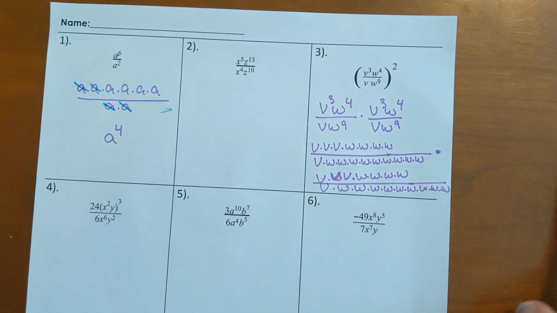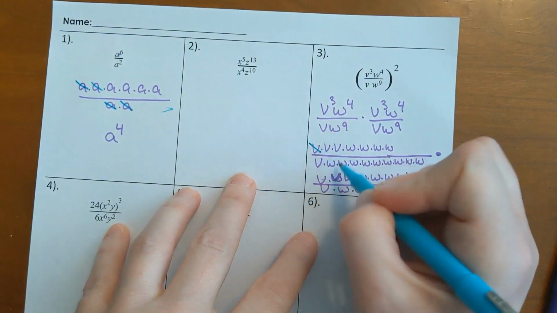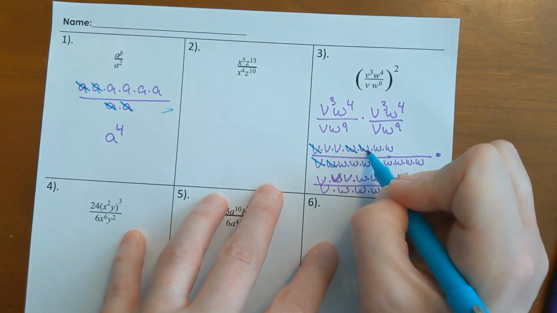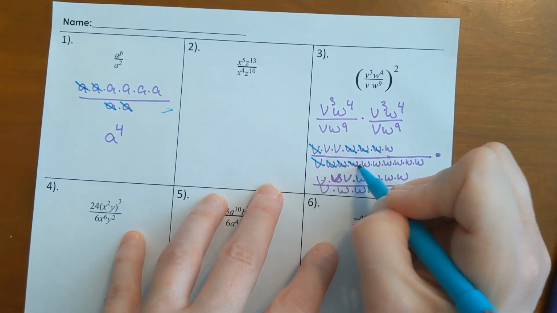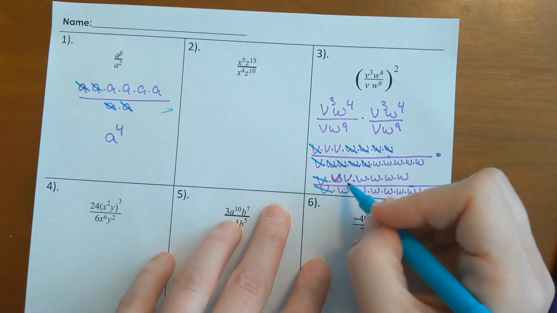Okay, I think I got all of them. So now I'm going to go in and start canceling each piece. I'm going to cancel on this one first. I've got v divided by v. Then I have one w divided by another w. And you're going to do them one at a time. And the same thing with your second one that you wrote out.